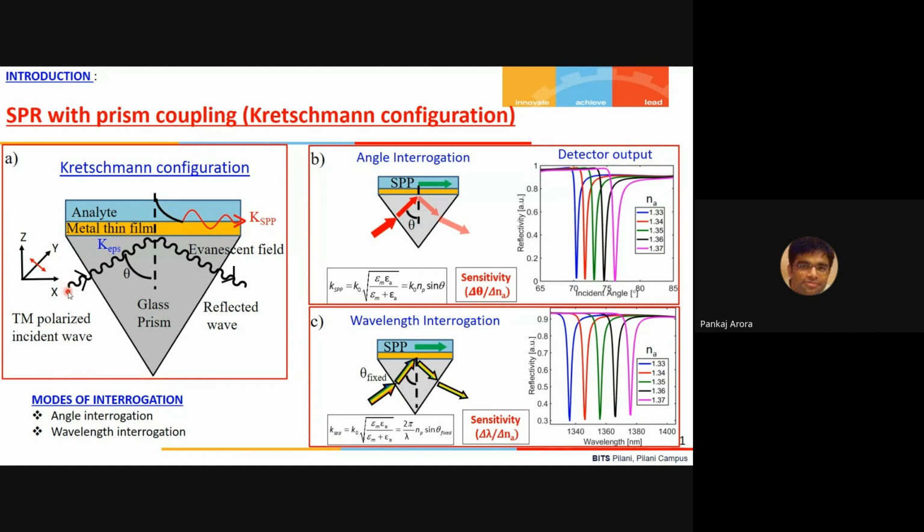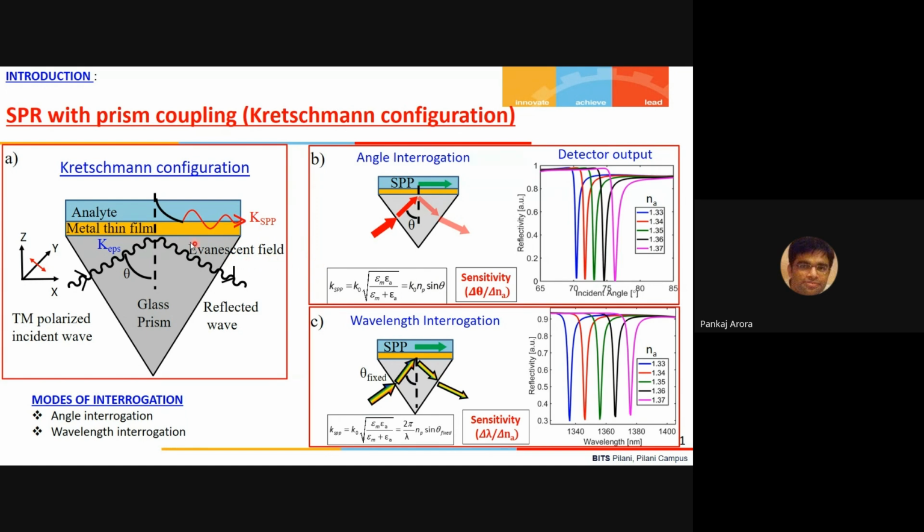The condition is when the wave vector of the incident light gets matched to the wave vector of the surface plasmon. That's what I wrote down over here. The left-hand side is the wave vector of the surface plasmon, and the right-hand side is the wave vector of the incident light passing through the prism at a particular angle of incidence.